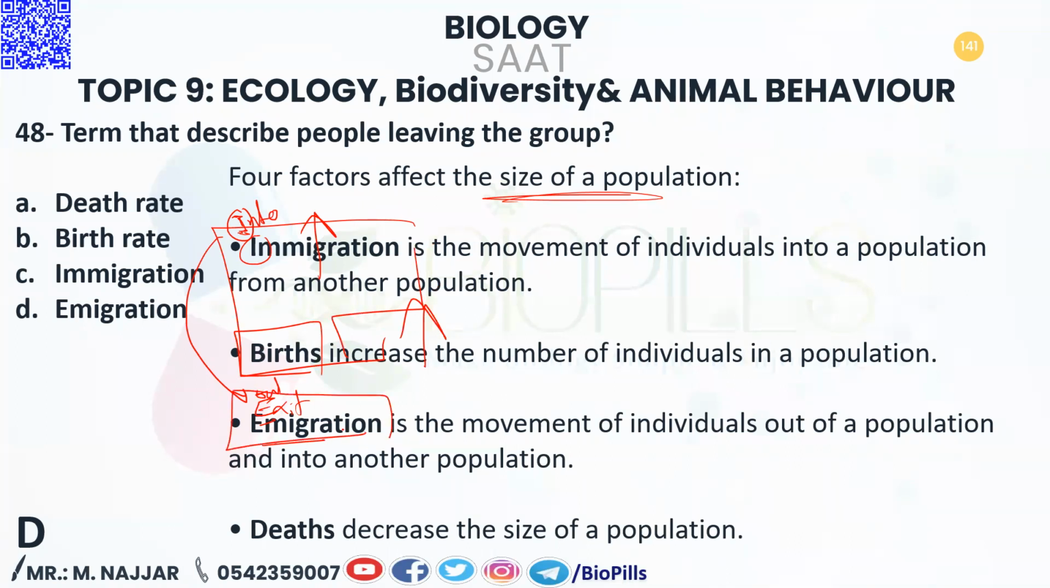Emigration with E is the movement of individuals out of a population. When emigration increases in a population, its size will decrease. And when the death rate increases, the population size will decrease. Emigration and death decrease the population size, while immigration and birth increase the population size.